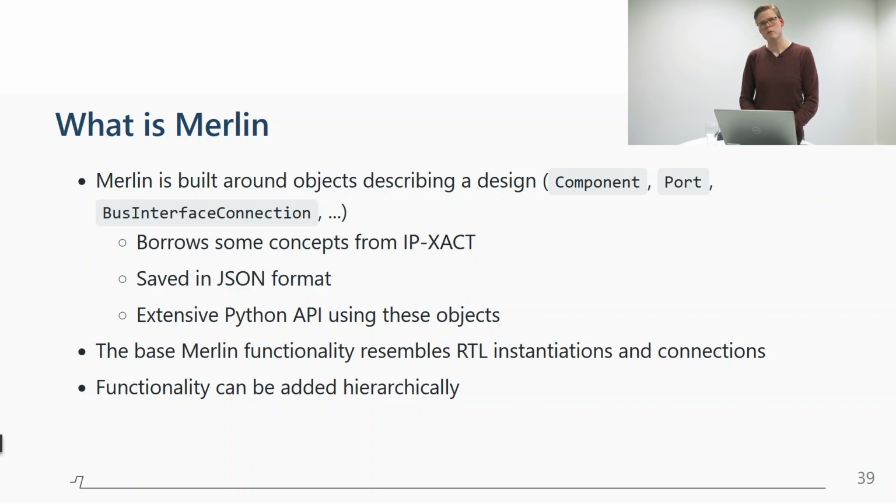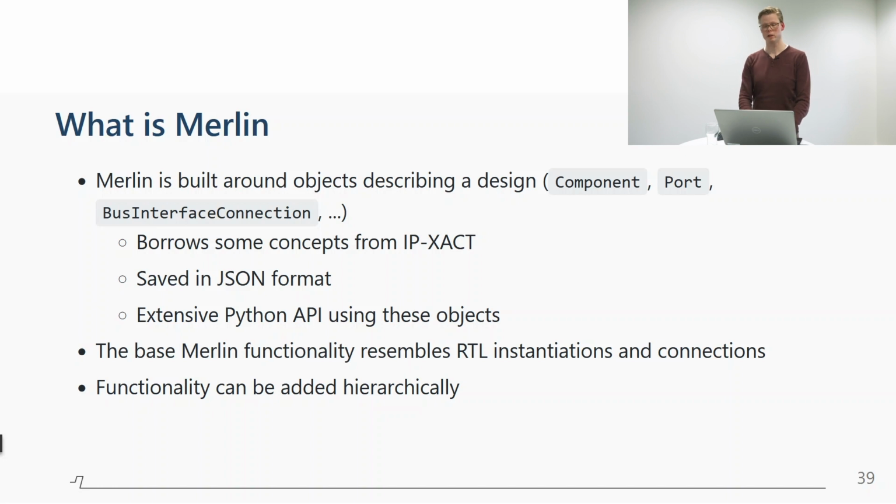But we save our object in a JSON format. And then we have an extensive Python API to actually manipulate these objects. And the base Merlin functionality actually resembles RTL instantiations and connections. So basically entity instantiations in the VHDL and signals connecting multiple entities. And we can add more functionality to Merlin easily by just building on top of it.